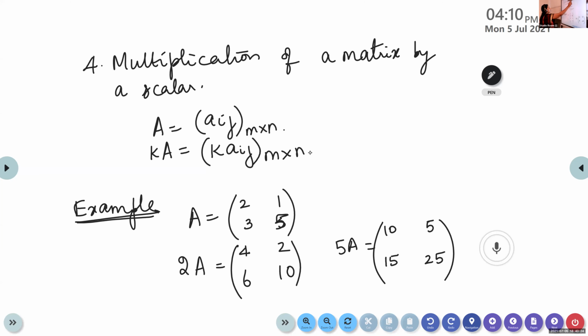So till now we have learned four types of operation. In the morning we discussed equality. After that, in this session we discussed addition of two matrices, subtraction of two matrices, negative of a matrix, then multiplication of a matrix by a scalar. Is it clear, children?